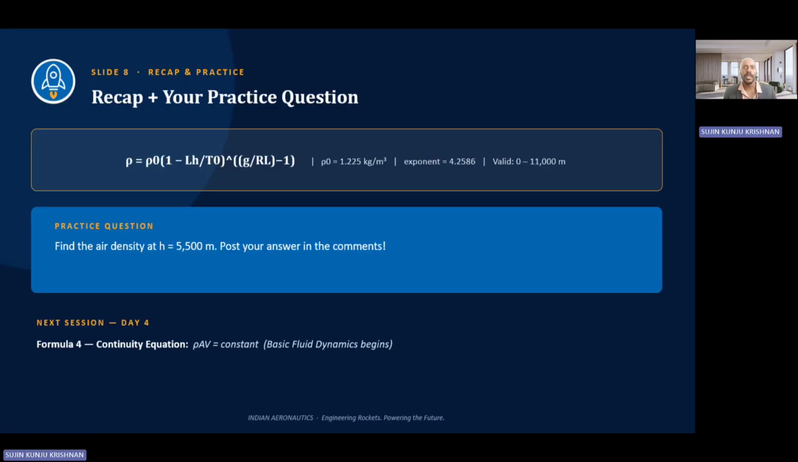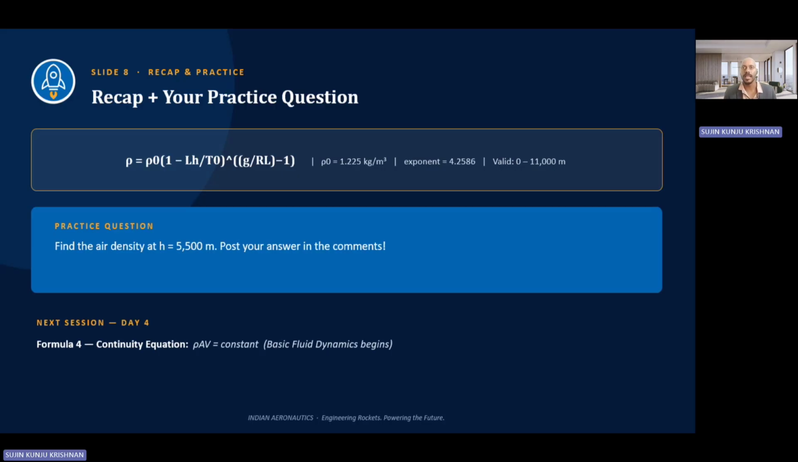Let's recap. Rho equals rho 0 times 1 minus LH over T0 to the power G over RL minus 1, which is 4.2586. Rho 0 is 1.225 kilograms per cubic meter. Valid from sea level to 11,000 meters. Your practice question: find the density at 5,500 meters altitude. Same steps as always. Drop your answer in the comments.